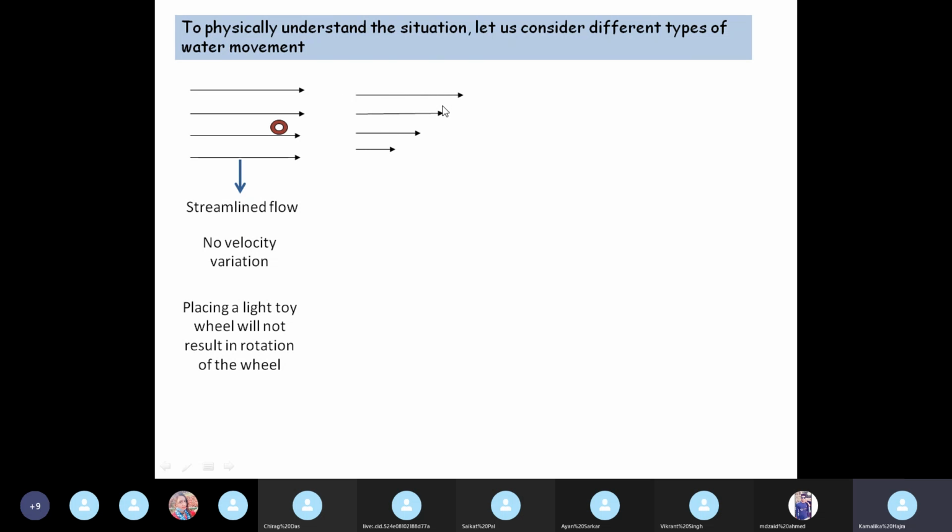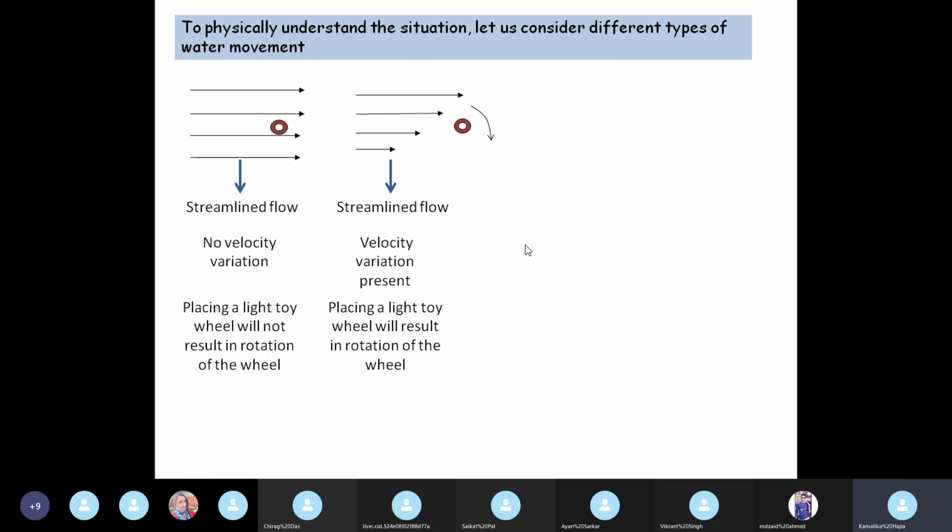Whereas if you now consider flow of water where the velocities are still parallel to each other, but there is a change in the value, the direction is the same but the magnitude is different. Still streamline flow, but velocity variation is present. Now if you place a small plastic wheel, the force on this edge will be more than the force on this edge. So there will be a net torque present, and hence there will be rotation. So variation of velocity results in rotation.